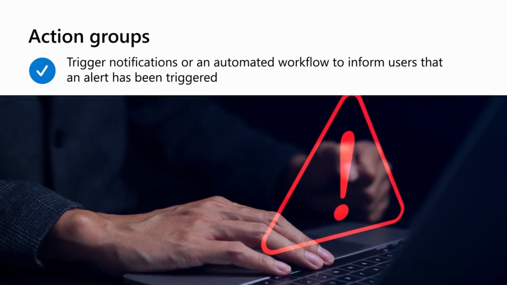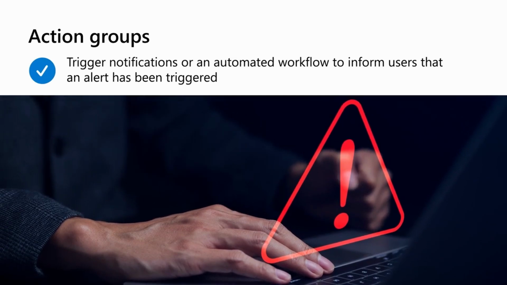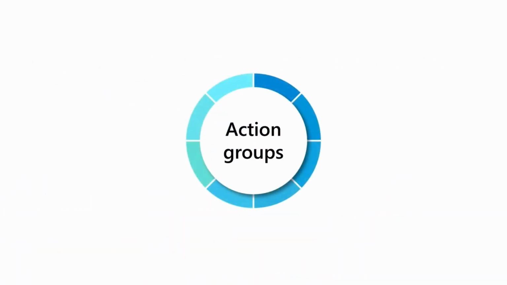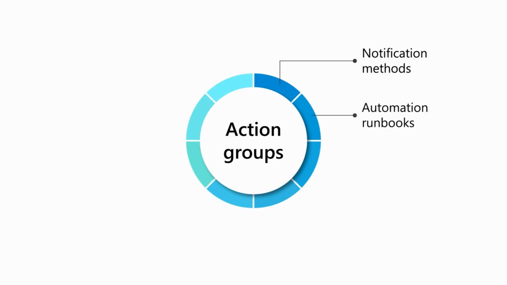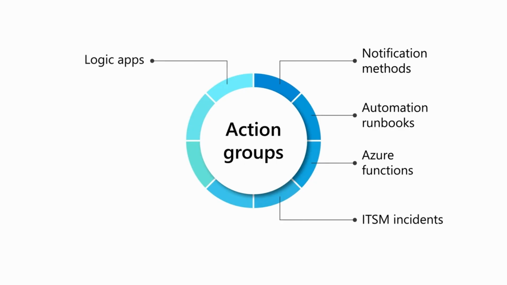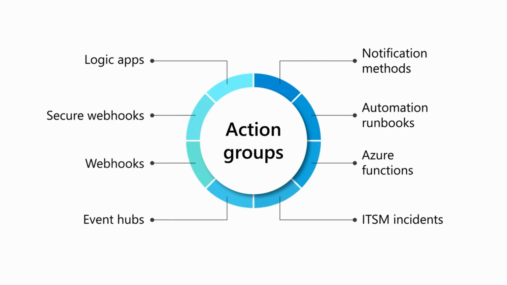Action groups can trigger notifications or an automated workflow to inform users that an alert has been triggered. Action groups can include notification methods such as email, SMS, and push notifications, automation runbooks, Azure functions, IT service management, or ITSM, incidents, logic apps, secure webhooks, and event hubs.